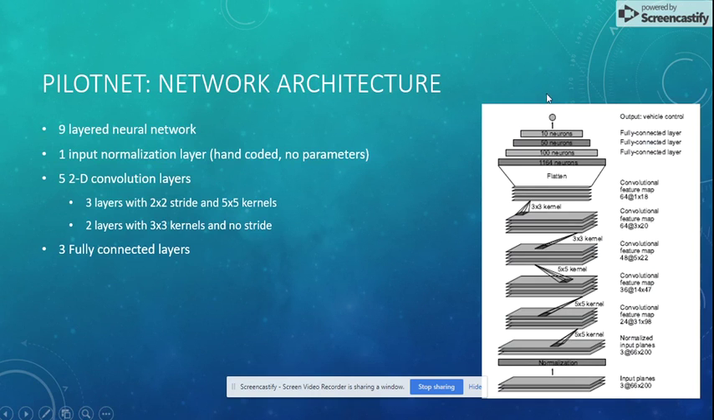This figure shows the network architecture of the convolutional neural network. It basically contains an input normalization layer followed by five convolution layers, and then the final convolution layer's output is flattened and fed to a fully connected layer, and then there is a series of three fully connected layers which finally output the inverse of the steering angle.